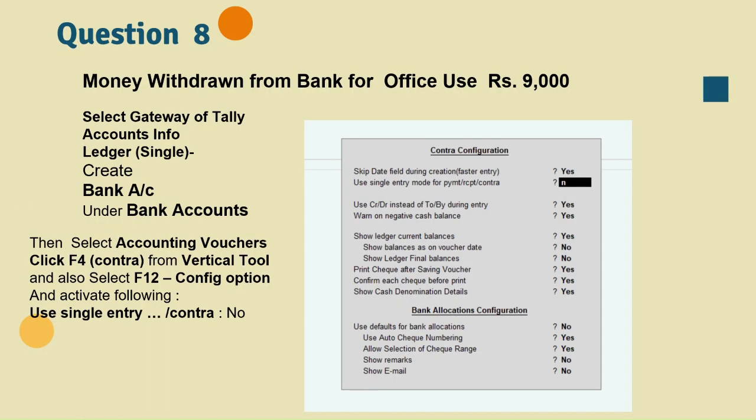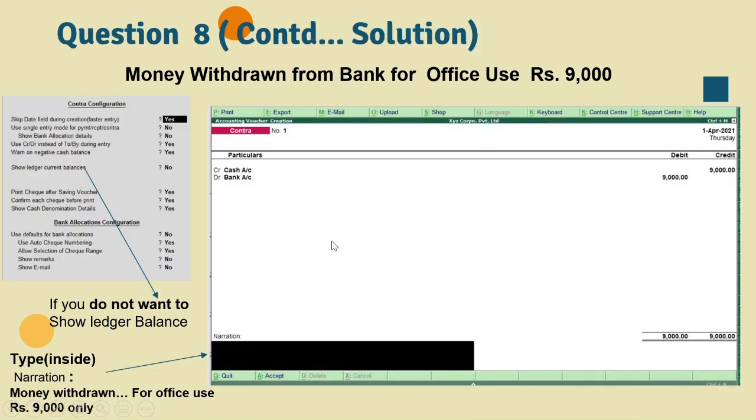And next is money withdrawn from bank for office use. This is contra entry. So contra entry also you can check the configuration whether it is in single entry mode or double entry. So single entry mode you should say no, and then you can record the transaction, cash account debit, and credit the bank account.